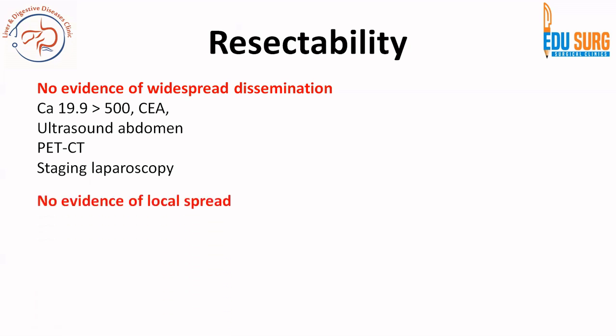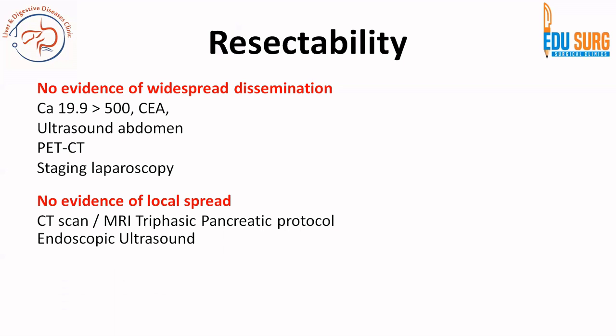Once you have ruled out widespread dissemination or metastasis, then we look at TNM. So this is very easy to understand and remember. If you understand the staging of pancreatic cancer or the resectability criteria, we know it is TNM, right? Tumor, node, metastasis. So once you have ruled out metastasis, then you look at tumor and nodal status. Most commonly, this is done on a triphasic pancreatic protocol CT or MRI. Another option for local spread is endoscopic ultrasound. So we can have endoscopic ultrasound for assessment of local spread if it's available and if it's required, right?